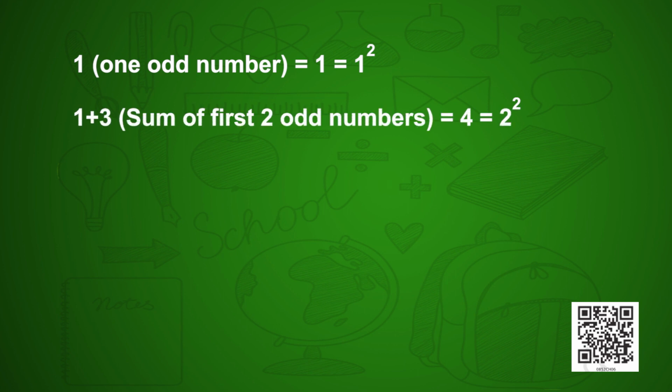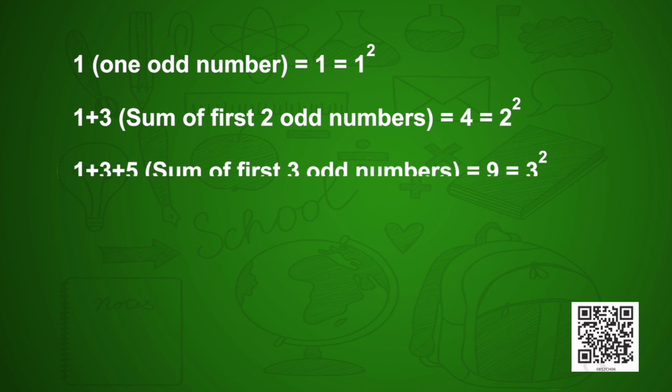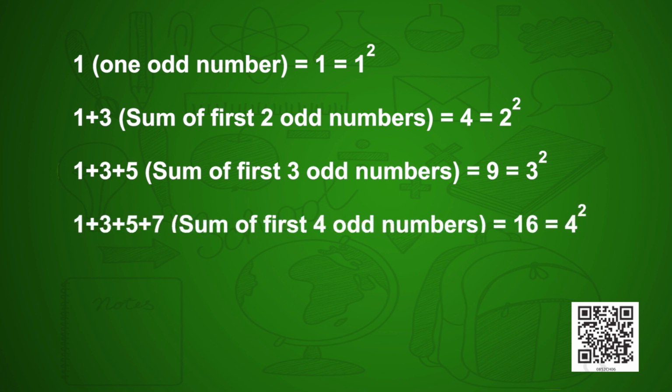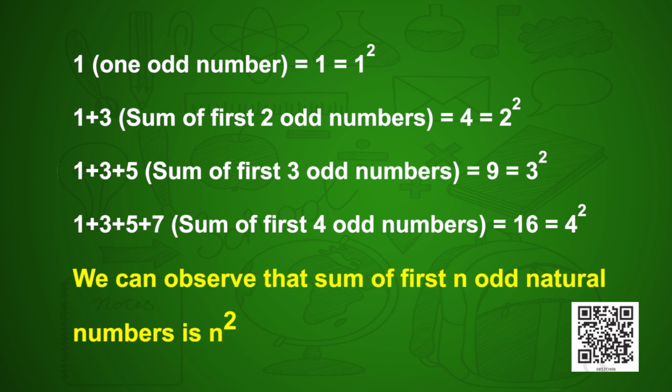Let us try to observe the sum of the first two odd numbers, that is 1 plus 3, which is equal to 4, that is nothing but 2 square. Now, the sum of the first three odd numbers, that is 1 plus 3 plus 5, is equal to 9, but we know that 9 is nothing but 3 square. Similarly, the sum of the first four odd numbers is 16, which is nothing but 4 square. So, if you observe, whenever we have the sum of the first n odd numbers, we have n square as its sum. So, this is one property we can see, that the sum of the first n odd natural numbers is always n square.